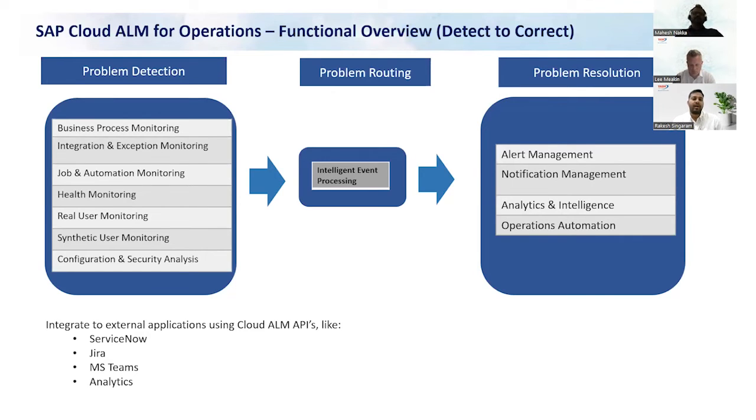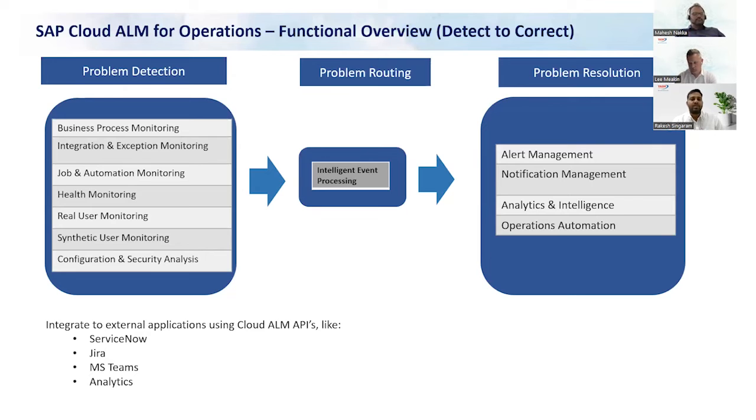Whereas, we have to identify the problems proactively and detect those problems within the system, and route it to the proper routing channel and send it for problem resolution. Cloud ALM provides various functionalities in the problem detection area, such as business process monitoring, integration and exception monitoring, job and automation monitoring, health monitoring, real user monitoring, and synthetic configuration security analysis.